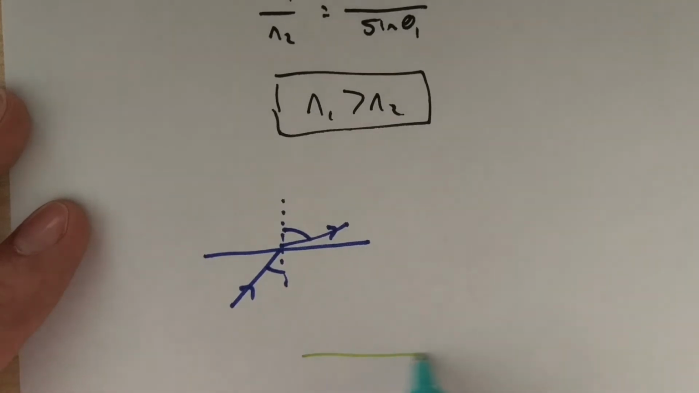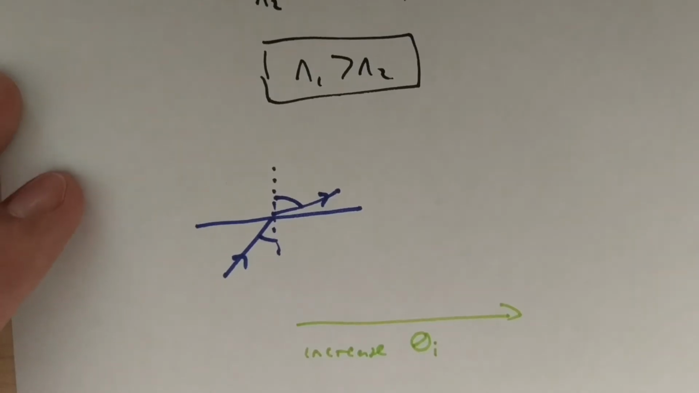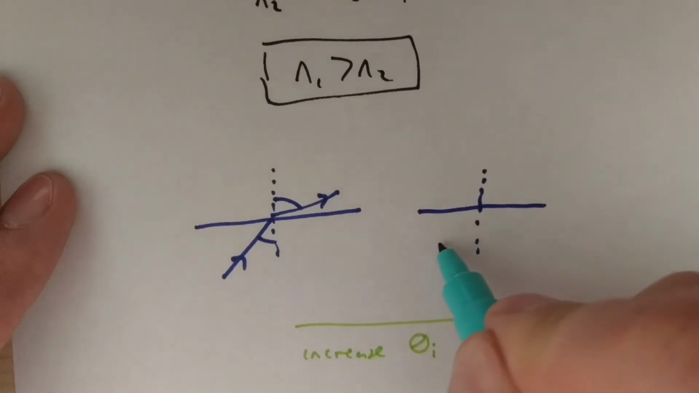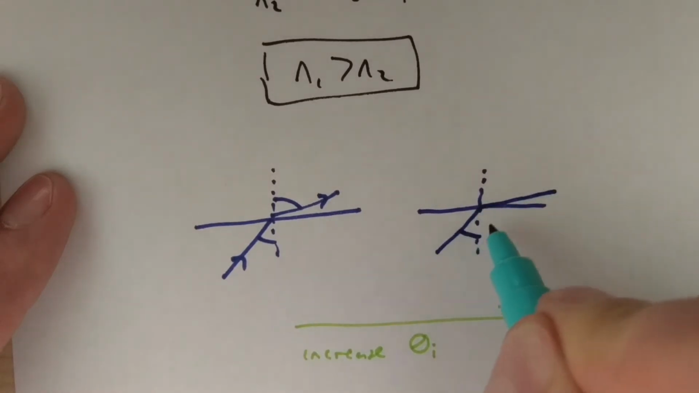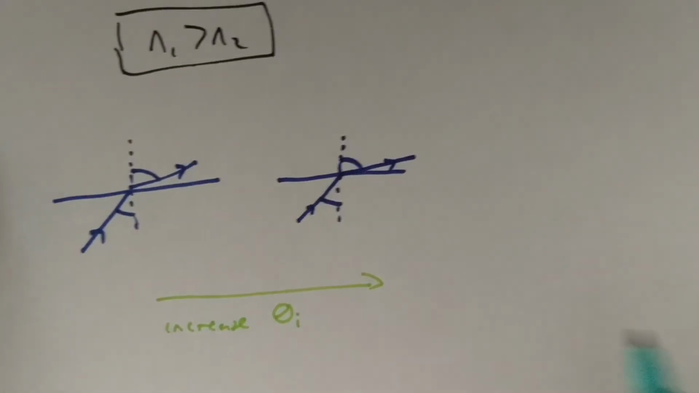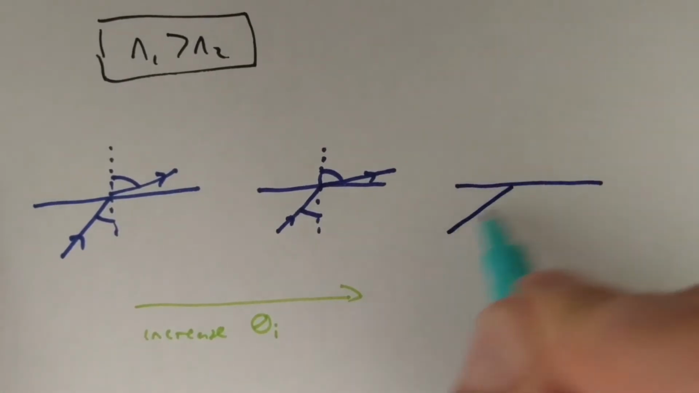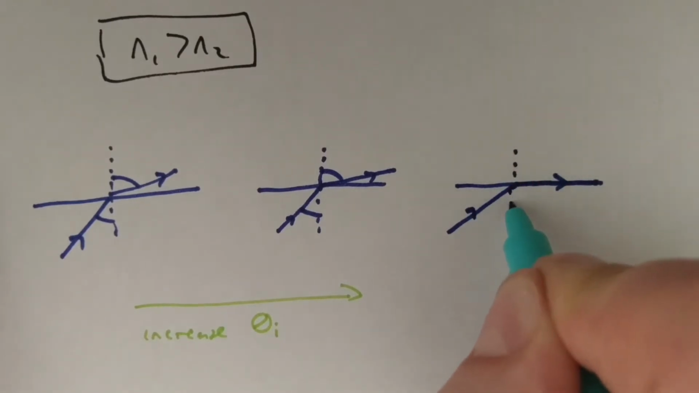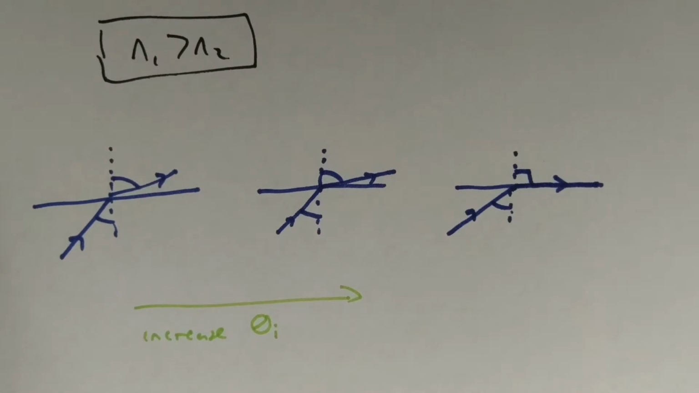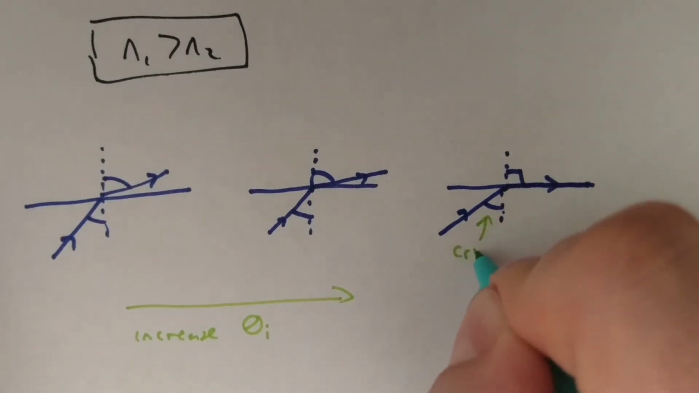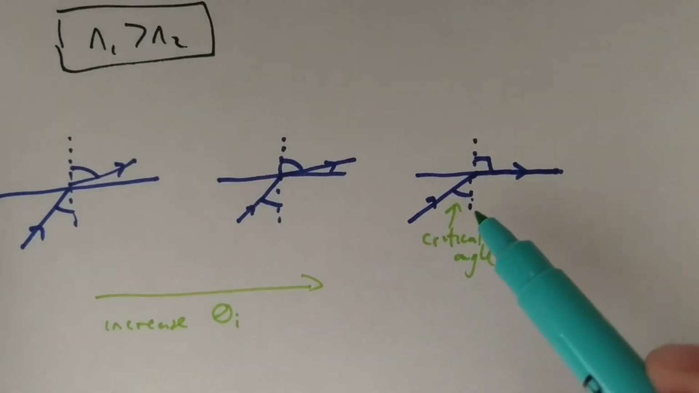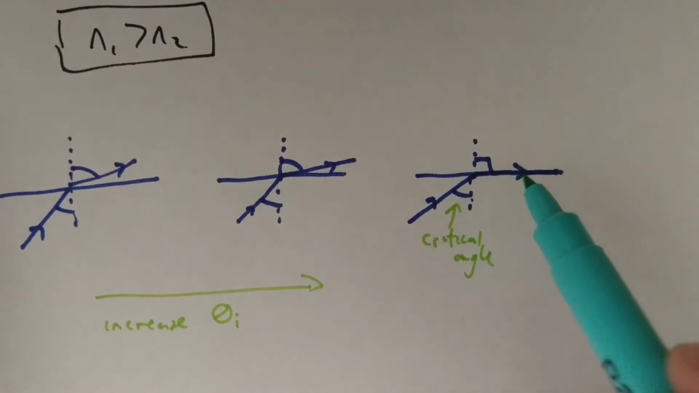What we're going to do is look at three situations where we increase our angle of incidence. So, as we start increasing our angle of incidence, our angle of refraction will increase, like so, until eventually we get to a point where our angle of refraction is at 90 degrees. And this is the point where we've reached our critical angle. So by definition, a critical angle is the angle of incidence that produces an angle of refraction of 90 degrees.